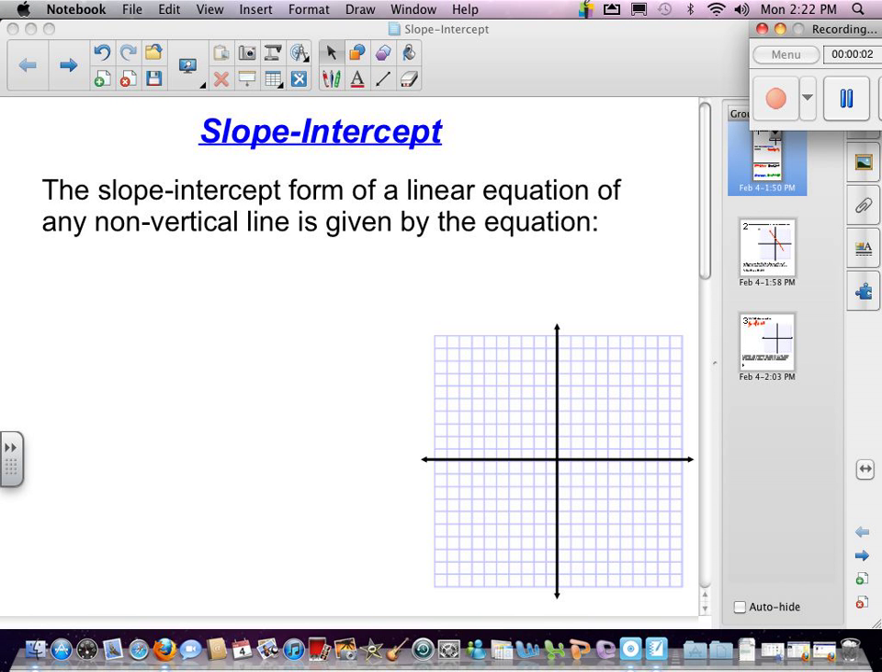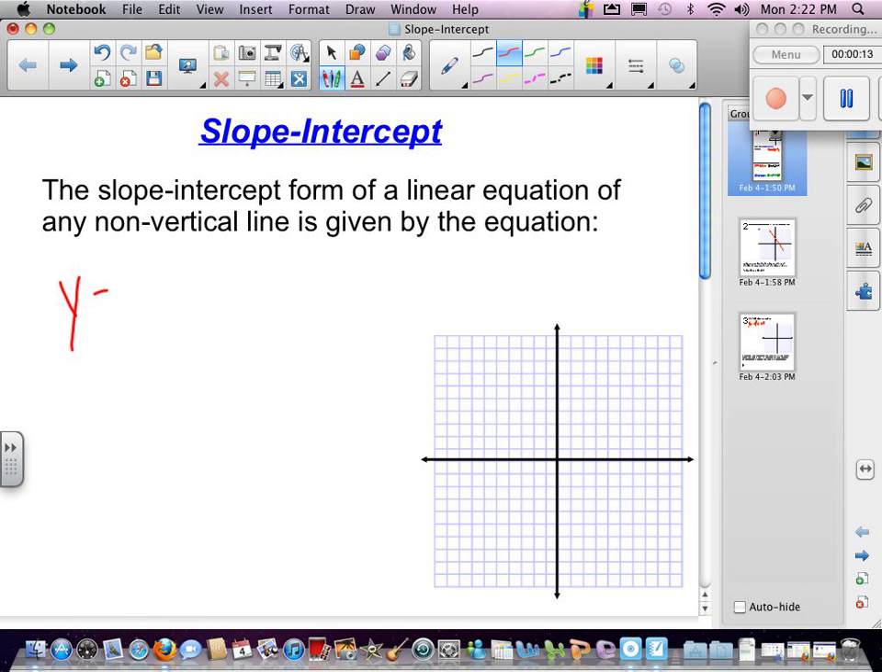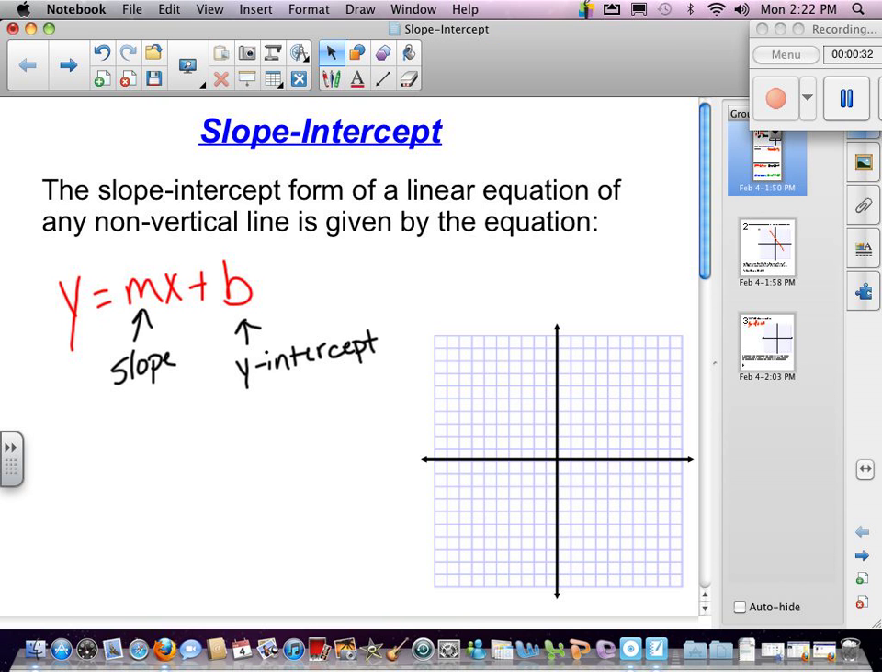Alright, so we're going to start out in this lesson about slope-intercept by defining that the slope-intercept form of a linear equation is given by the formula y equals mx plus b. Okay, y equals mx plus b. And in this formula, m is going to represent our slope, and b would represent our y-intercept. Okay.